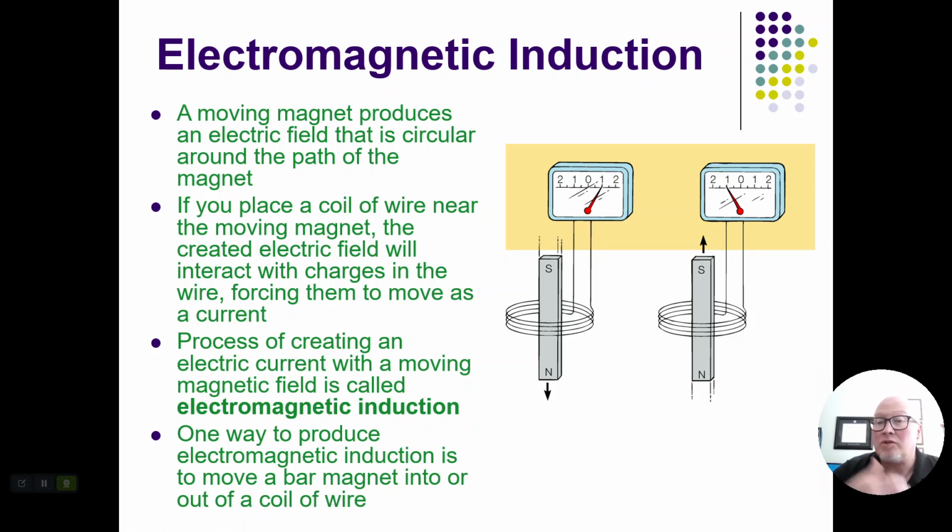This would create another situation where you could have students create their own experiment. Change the number of coils in the wire, change the speed at which the magnet is moved through the coil of wire, and see how that changes the amount of electrical current you're actually able to produce. So moving electricity will create magnetism. Moving magnetism creates electricity.